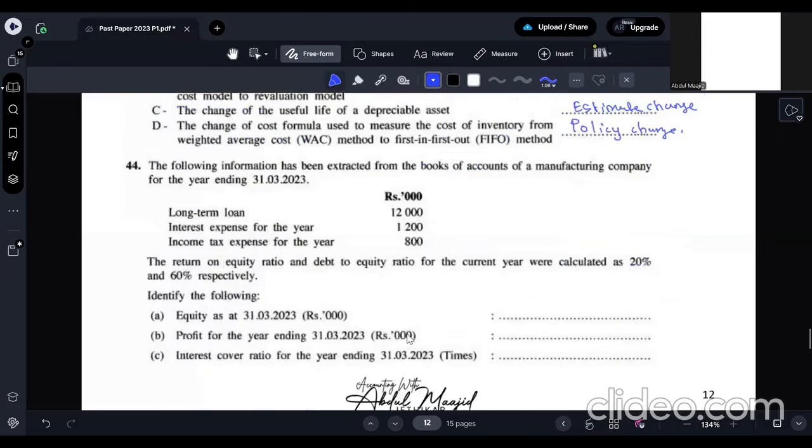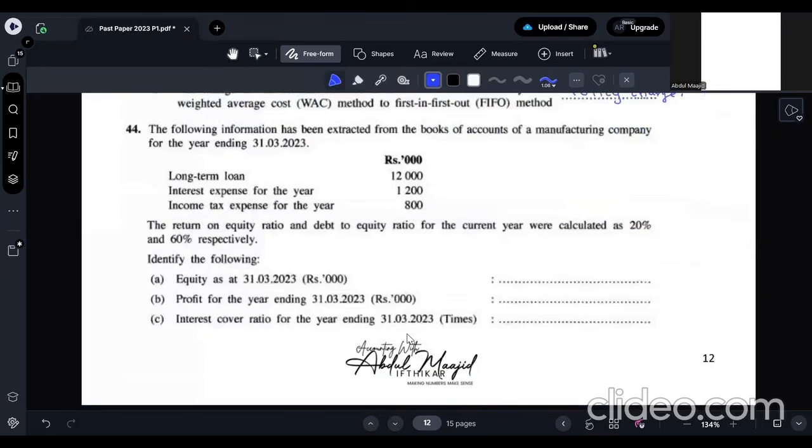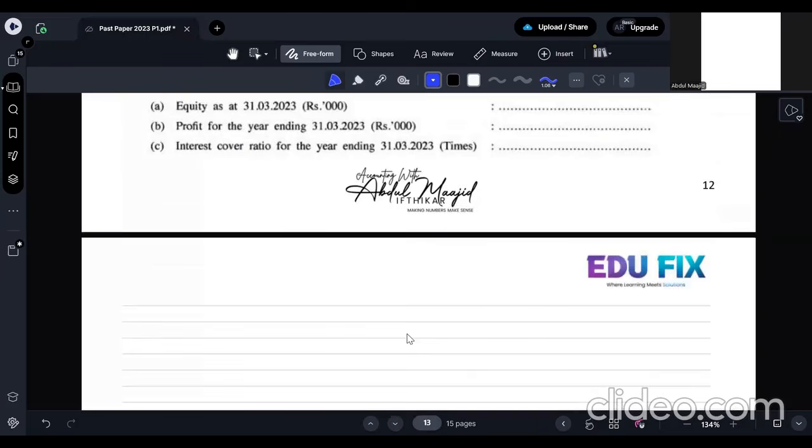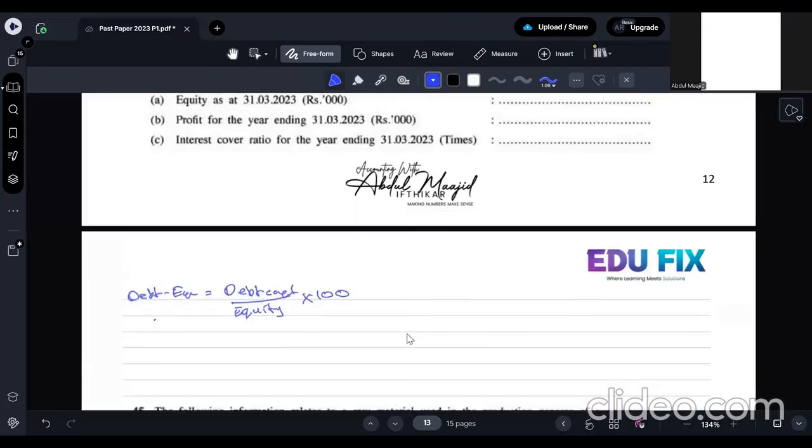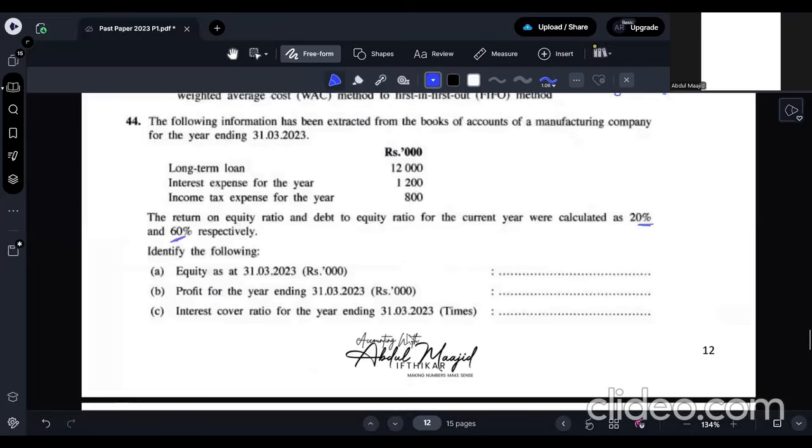44. The following information has been extracted. They have given the long-term loan value, interest expense amount, and income tax expense for the year. The return on equity ratio and debt to equity ratio are given as 20% and 60%. Now, how can you find the equity? You can find the equity from the debt to equity ratio. Debt to equity ratio equals debt capital divided by equity capital. They have given the answer as a percentage, right? Then you should multiply by 100. They have given the debt to equity ratio as 60%. Debt capital means the long-term loan, that is 12,000.